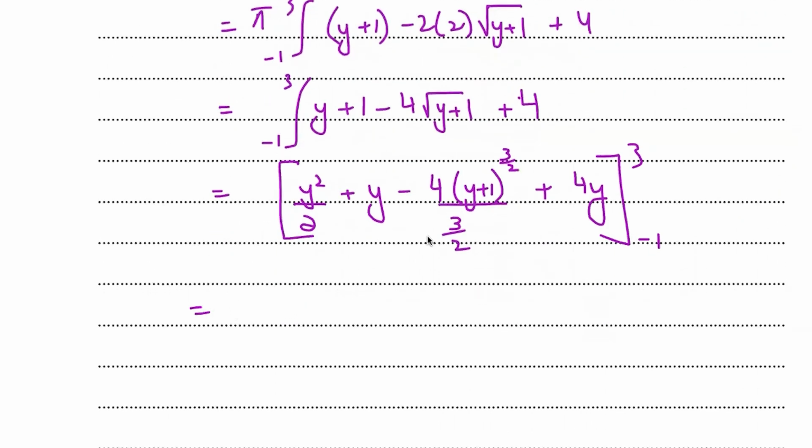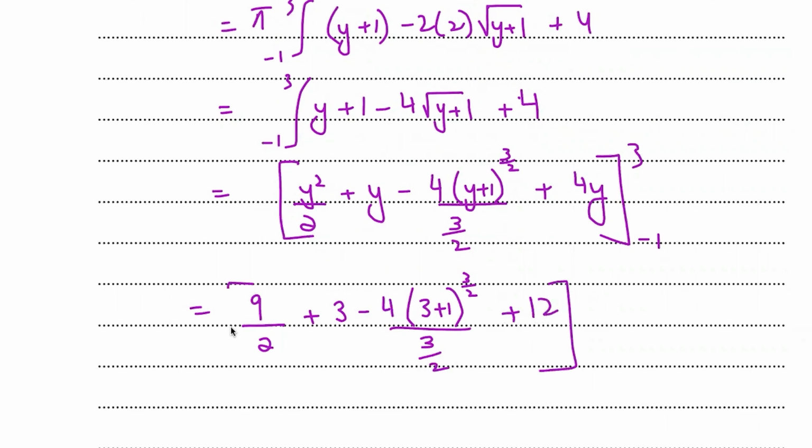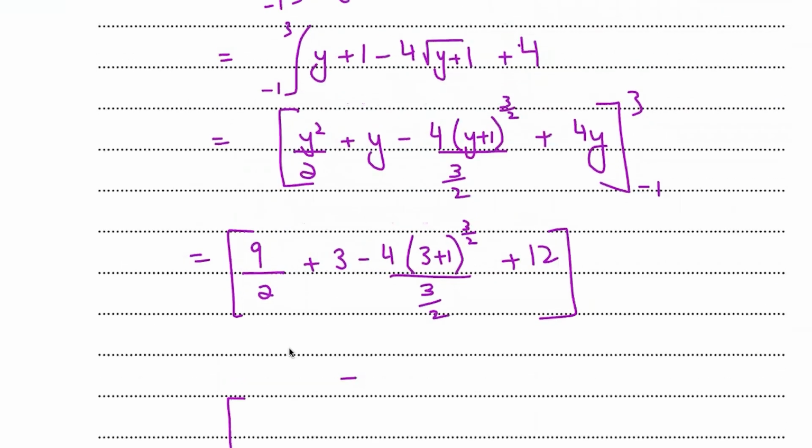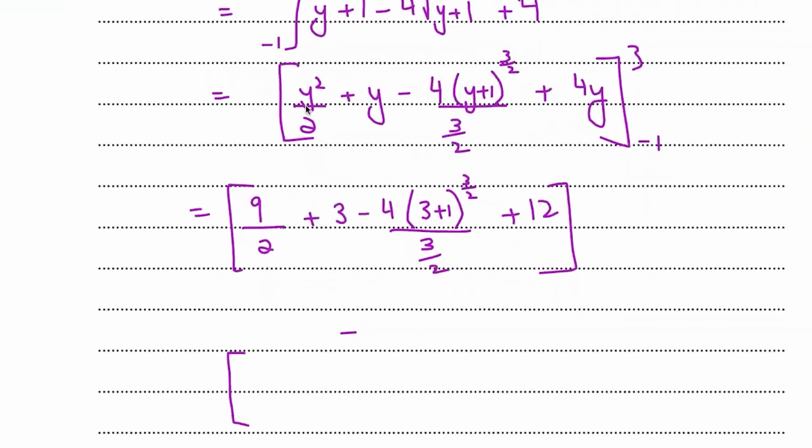So first we'll substitute 3 into the equation. We get 9 upon 2 plus 3 minus 4 times (3 plus 1) to the power 3 upon 2 divided by 3 upon 2, plus 4 times 3, which is 12. And then we'll subtract from it the lower limit, which is minus 1. So this becomes (minus 1) squared over 2, minus 1, minus 4 times (minus 1 plus 1), which is 0. So this whole function becomes 0, and then plus 4 into minus 1.